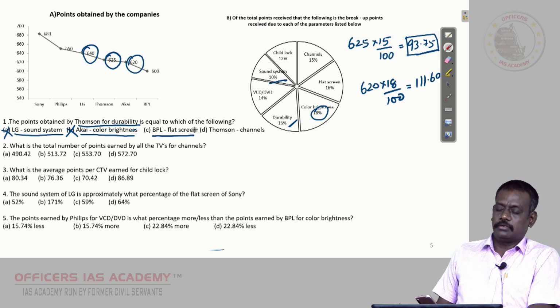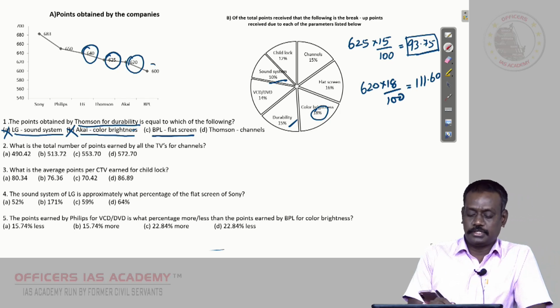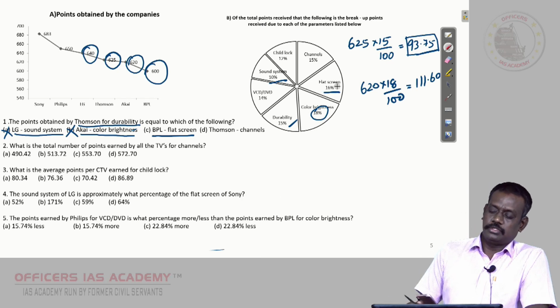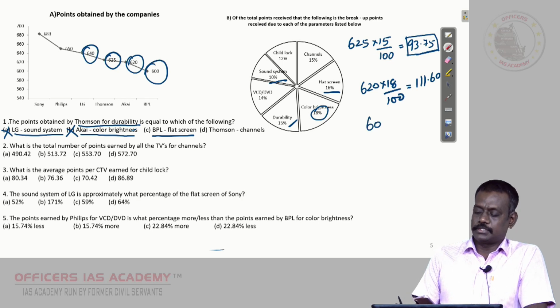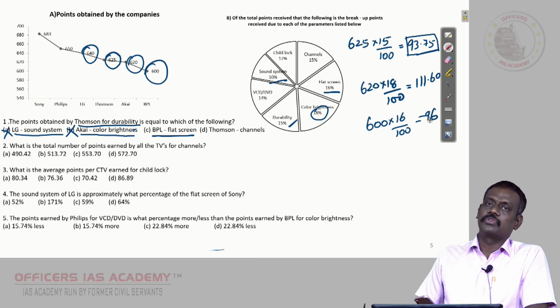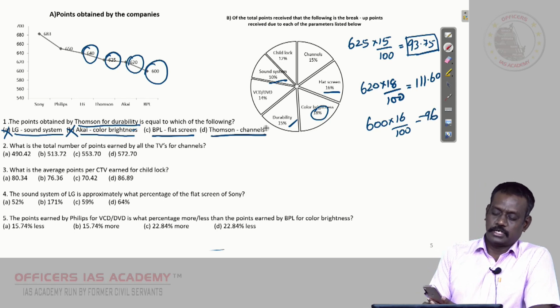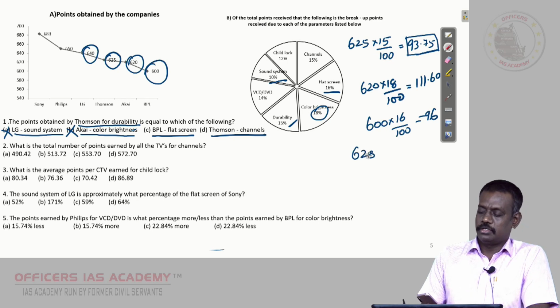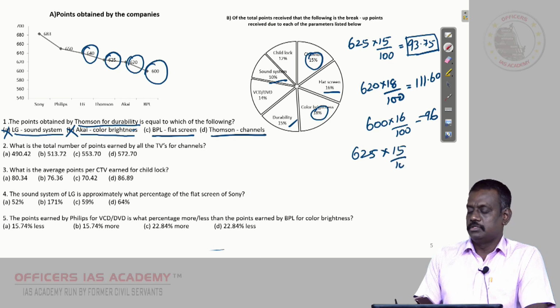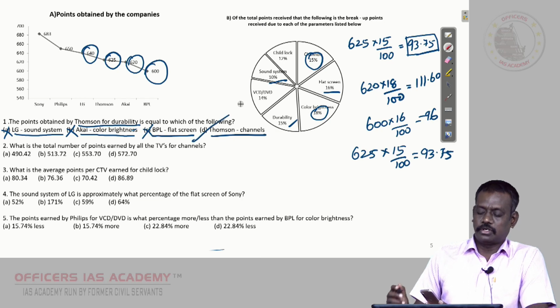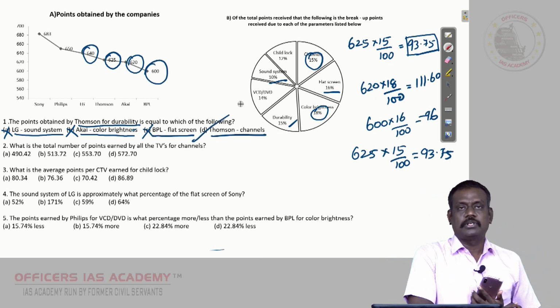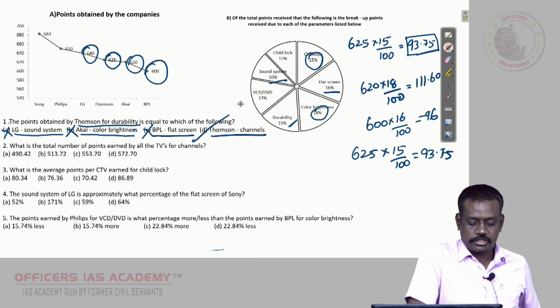Next is BPL flat screen. BPL is 600 and flat screen is 16%. So 600 into 16% will be 96. And finally Thomson channels. Thomson is 625 and channels is 15%. So definitely it will be 93.75. So the answer is Thomson channels. Understood? So this is how you have to solve this problem.